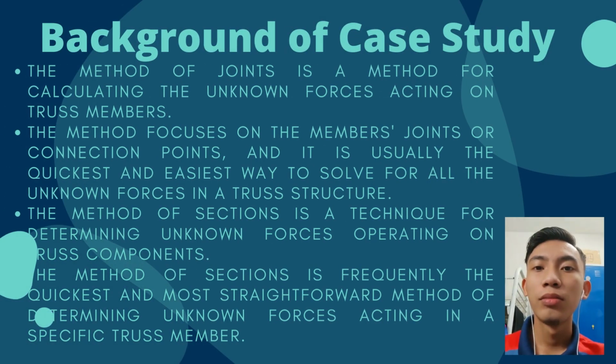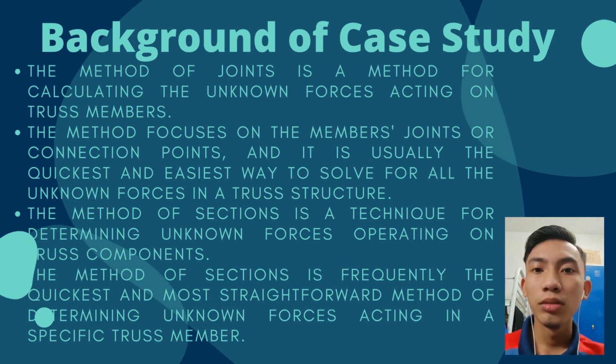Next is the background of the study case. In structure analysis, there are two methods to analyze the structure. First, you can use the method of joints. The method of joints is a method for calculating the unknown forces acting on the truss members. The method focuses on the member's joints or connection points, and it is usually the quickest and easiest way to solve all the unknown forces in a truss structure.